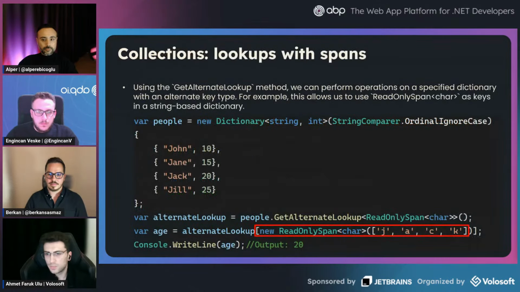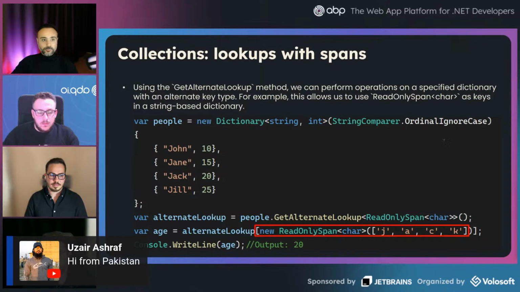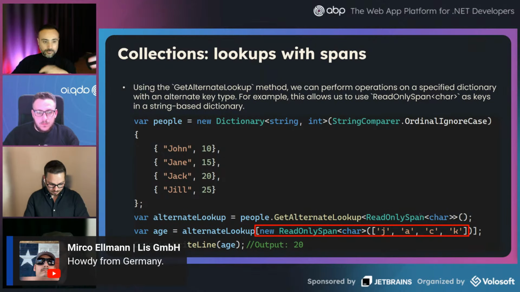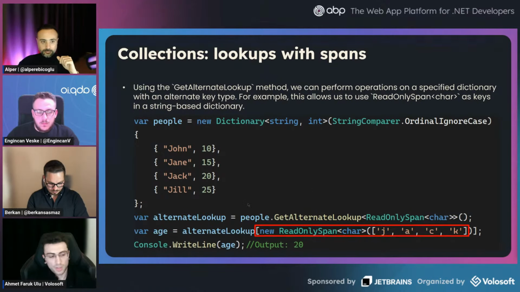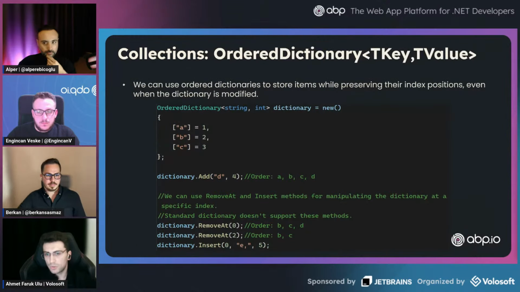Another one is lookups with span. In a string-based dictionary, we couldn't use the ReadOnlySpan<char> advantages. To overcome this issue, we can use the alternate lookups. In this way, we can search dictionary values without additional heap allocation. The following example shows us the GetAlternateLookup method, and we specify ReadOnlySpan<char> as a type, and we can search our dictionary values through the read-only span, and we can reach the desired value without additional heap allocations.